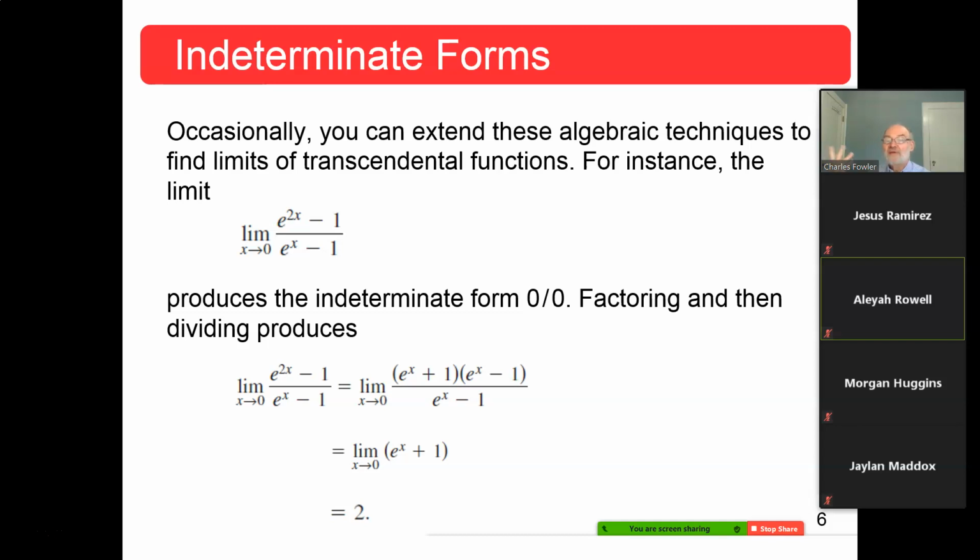Plus 1 is equal to 2. And that's exactly what they did here. The numerator factors into e^x plus 1 times e^x minus 1. The denominator is e^x minus 1. These two divide away to be 1. And this gives you the limit as x goes to 0 of e^x plus 1. e^0 plus 1 would be 1 plus 1, which is 2.